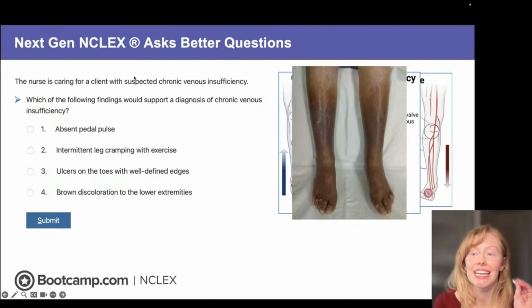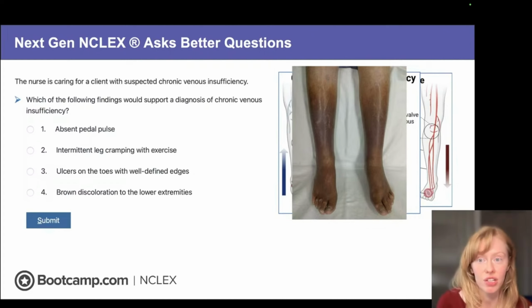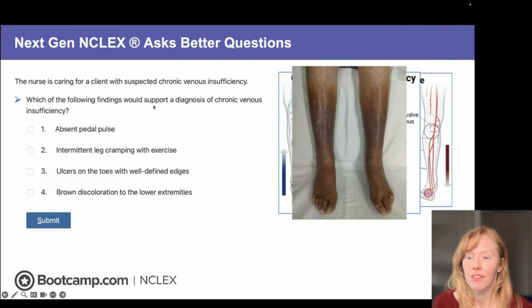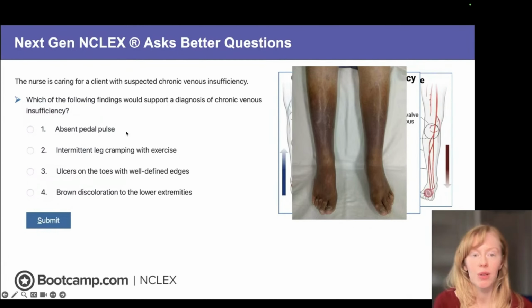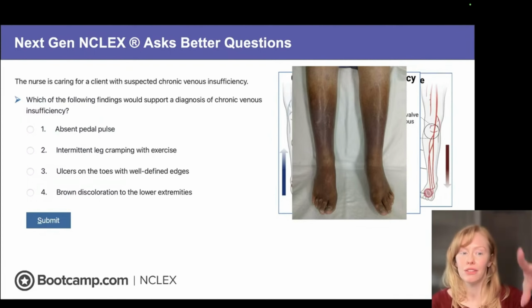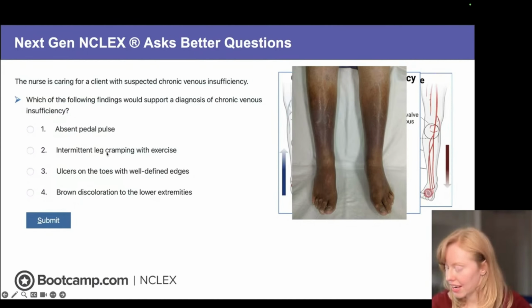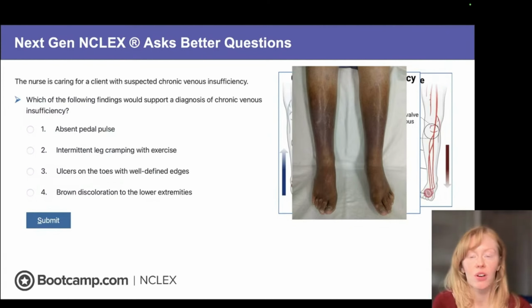This is something that the NCLEX loves to test, venous versus arterial problems, because they're going to look different, and a lot of the management for this is really on the nurse. So we need to identify which of these findings would be more arterial insufficiency or venous insufficiency. An absent pedal pulse, if we're not getting enough blood flow to the lower extremity, we're not going to feel the pulse as well. So that's a finding of arterial insufficiency. Then intermittent leg cramping with exercise. That is also something that happens with arterial insufficiency.